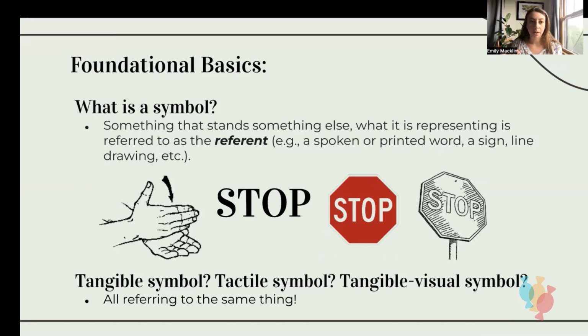So I put some examples here. The sign stop is a symbol for the concept to stop. The printed word STOP is a symbol for stop. A stop sign is a widely recognized symbol for stop. And then a line drawing of stop is another symbol for stop that many people may recognize. So these are all symbols referring to the concept of stopping.